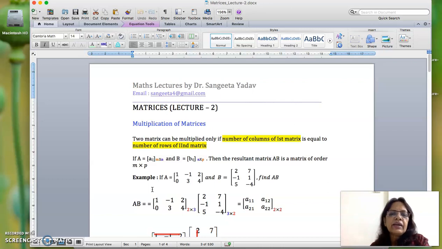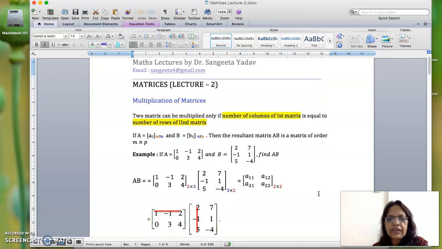Last lecture we learned about the introduction of matrices, and we did some operations of matrices, in which we did the addition operation and scalar multiplication of matrices. So now today we are going to learn the operation multiplication of matrices.